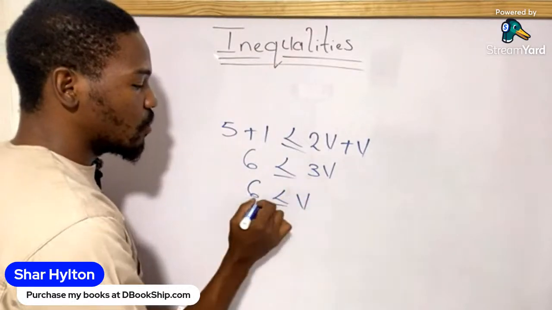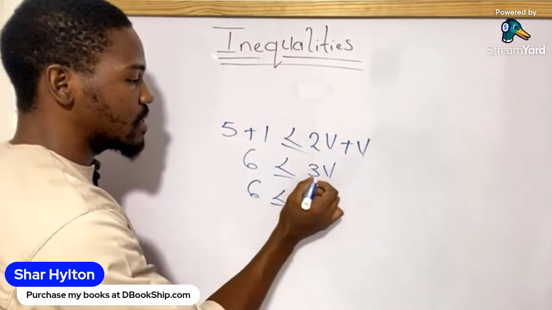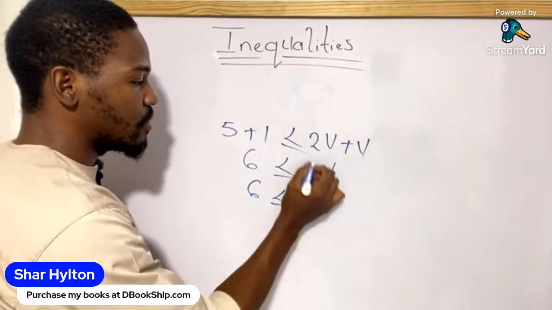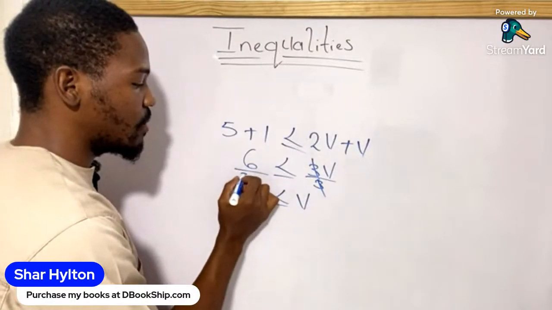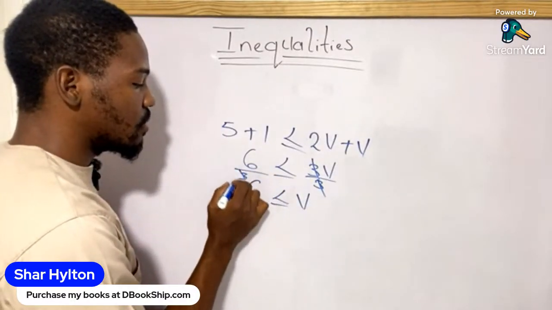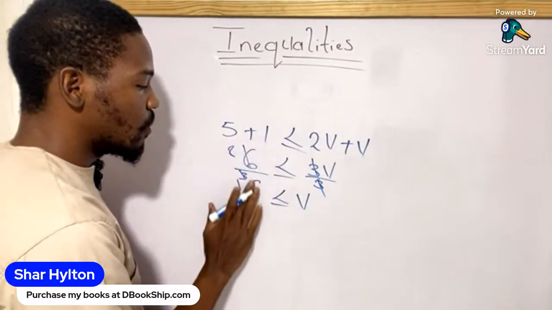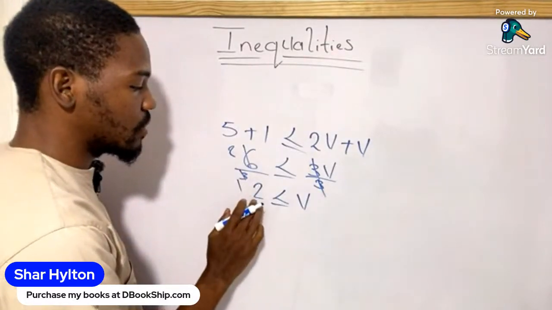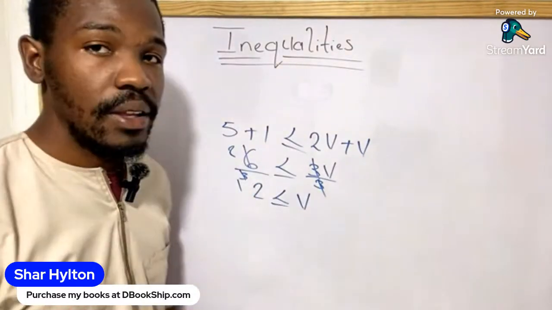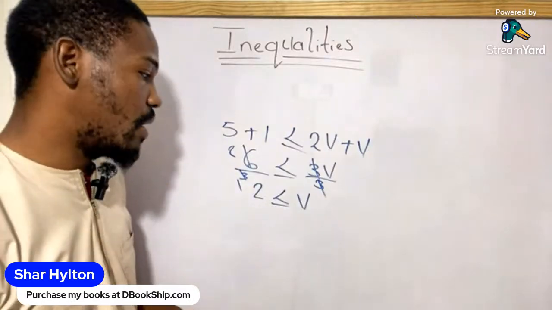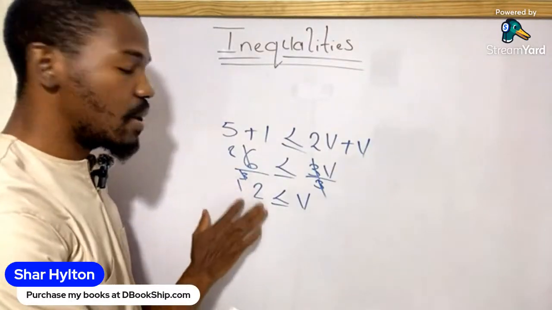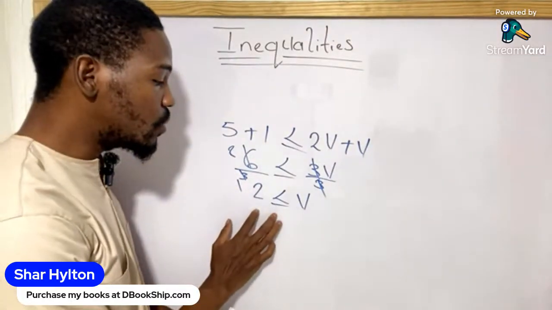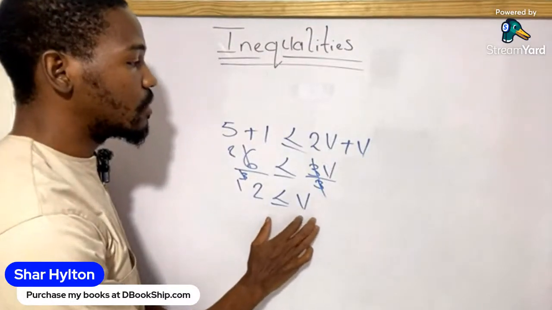And what's going to happen with the 3 is that we're dividing the 3 to remove it from here. And if we divide it here, we also have to divide it here. So in cancelling out, we would actually have 2 being left. So 2 is less than or equal to v. All right? So this is what we have right now. 2 is less than or equal to v.